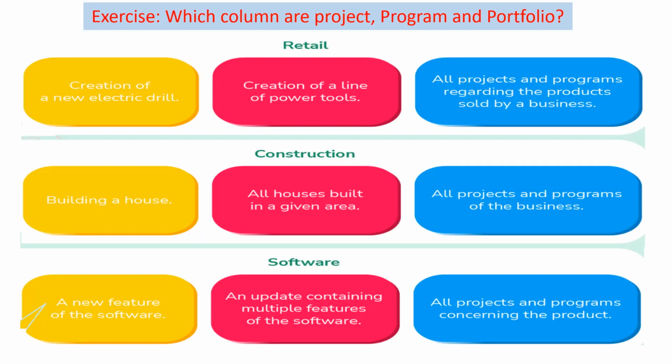Let me give you another exercise. I have provided an exercise with regard to different sectors: retail, construction, and software. Read those three columns, the yellow, the red, and the blue one. Just align or match them with project, program, and portfolio. If you have any problem or issue with this exercise, you can write in the comment box.